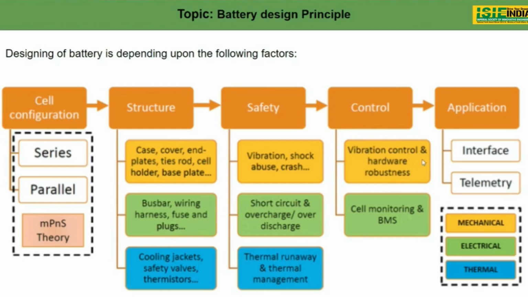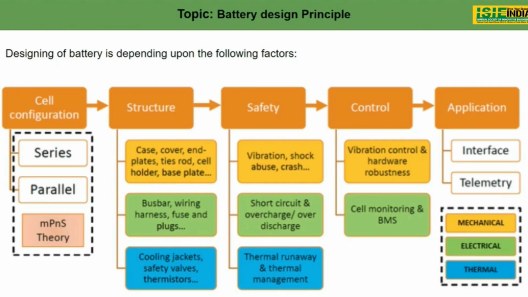Also, we have seen the vibration controls. We can avoid it by giving cushioning, padding, and a little high ground clearance to the battery from the vehicle road. It can avoid vibration. The last one is application.